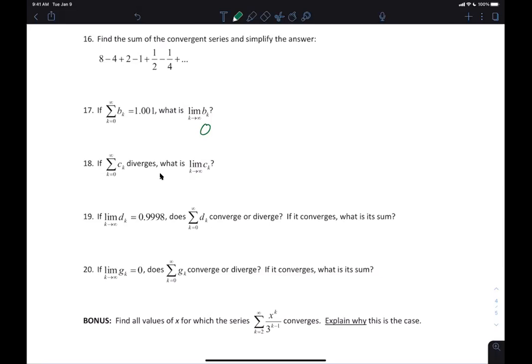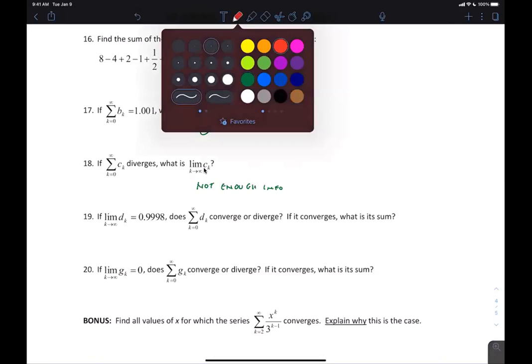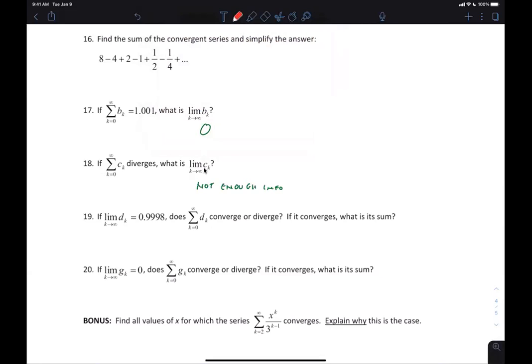Now, if the series diverges, then we don't know what the sequence does. You don't need to explain on this, but you can have a sequence like, let's say CK is 1 over K. Then the sum of CK does diverge. But what is the limit of CK as a sequence in that case? What do you guys think? Zero. So yeah, it's 0.